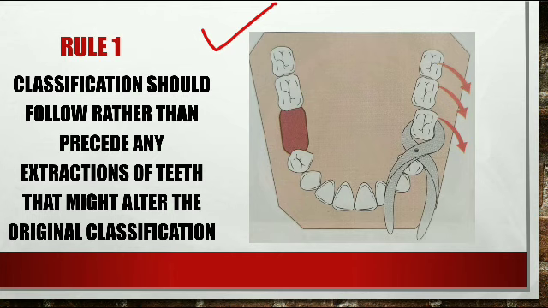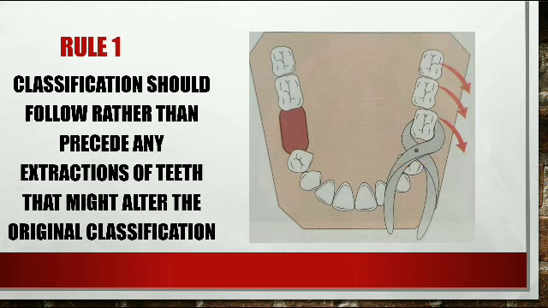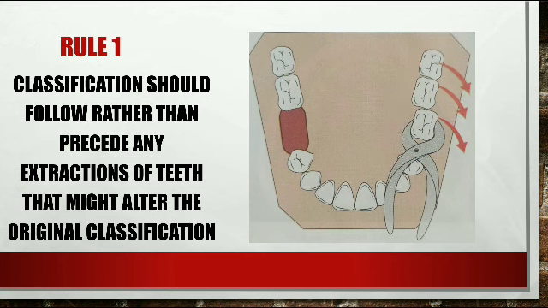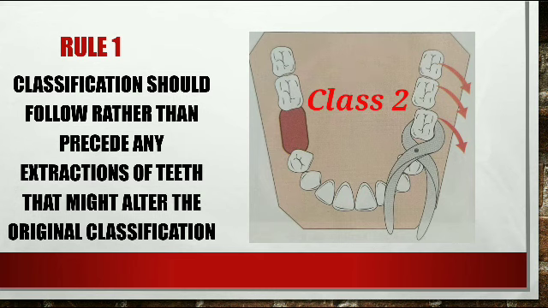You can see in this particular diagram, this is the edentulous space that a patient already has. And on the left side, all of these 3 extractions are required. So before these extractions, when the patient comes, this is an ideal Kennedy class 3. But once you are done with the extraction of all these 3 molars, you will be left with Kennedy's class 2. So, classification should follow rather than precede any extraction. In this case, class 3 became class 2 after extraction of all the 3 molars of one side. Now let us move on to rule number 2.